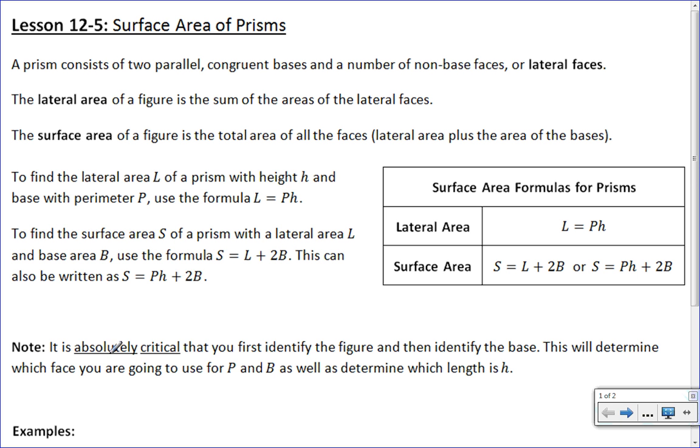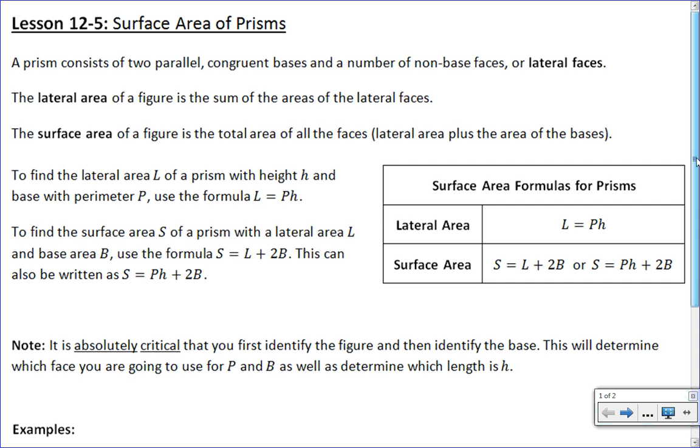Note that it is absolutely critical that you first identify the figure and then identify the base. This will be important for all of the other shapes that we'll find surface area of, not just prisms, but cylinders, cones, pyramids. It'll be important that you first identify what figure you have and then identify which side is the base. This will determine which face you are going to use for p and B, the perimeter of the base and the area of the base, as well as determine which length is h, the height of the whole figure. So it's very important that we do that first.